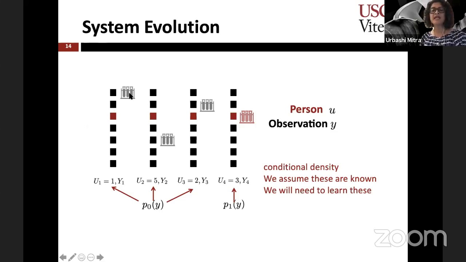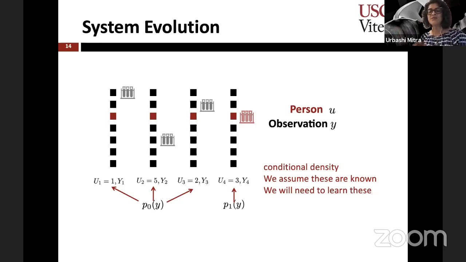And as a function of who I test, I'm going to get a different observation. So in the beginning, I may test the first individual, they're not sick. Then I test number 5, they're not sick. Number 2, they're not sick. But finally, I hit individual number 3, and they are in fact infected, and I correctly detect that they are infected.